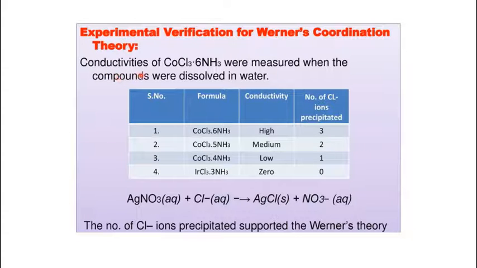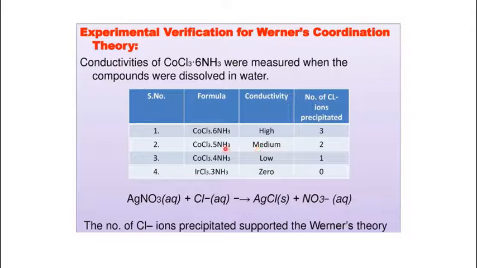You have conductivity values for CoCl3.6NH3, which were measured when these compounds were dissolved in water. So the first one is CoCl3.6NH3. The conductivity is high because the number of chloride ions that are precipitated is 3. So remember the complex one where 3 Cl minus ions have formed.